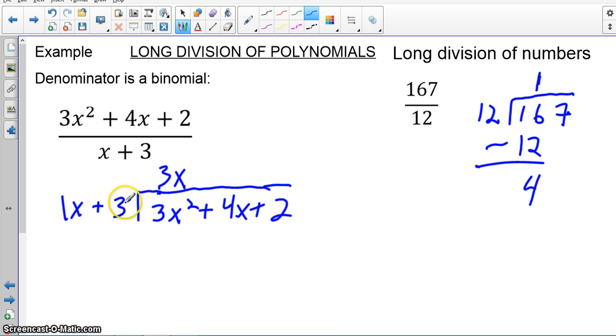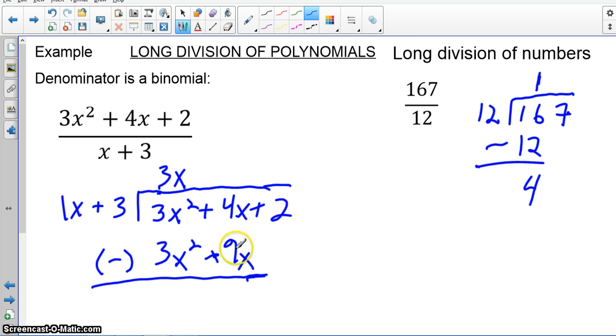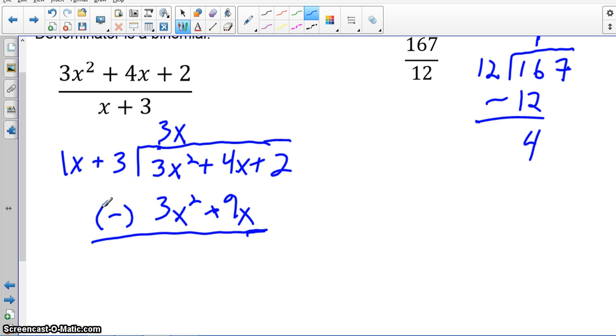3x times x plus 3. 3x times x is the 3x squared. 3x times 3 is a 9x. Okay, and we subtract. I have trouble drawing horizontal lines sometimes. Boom, that's better. We subtract. I'll put parentheses around that, maybe. And then the thing to remember is, when we subtract, we are subtracting these polynomials. Alright, so we subtract polynomials just like we did before.